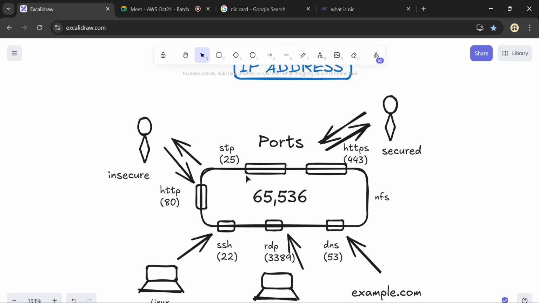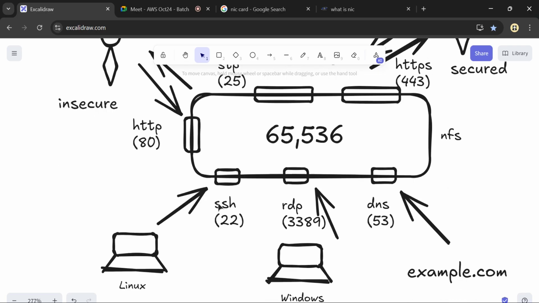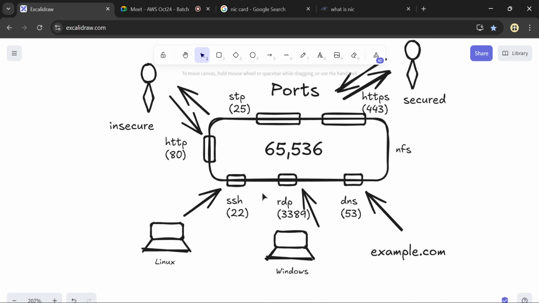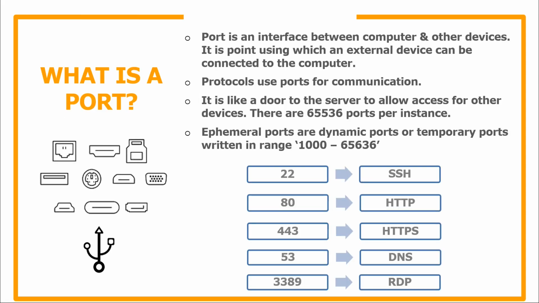So this is something that we should be aware of, that these are the ports and how these ports function in a server, right? So there are around 65,536 ports, and we have discussed some important ports within a server, right? So that is what a port is.